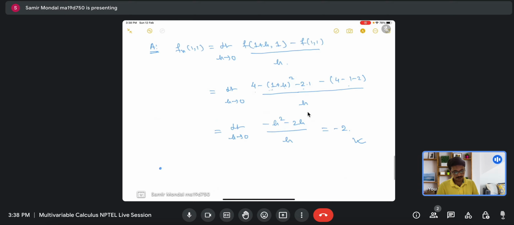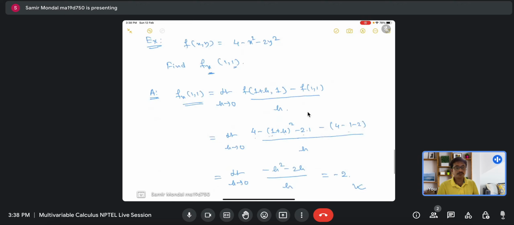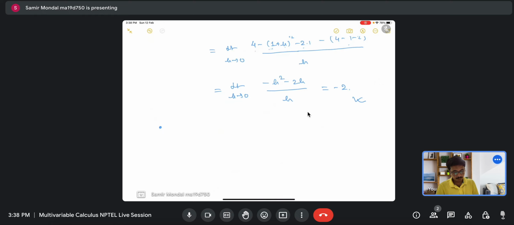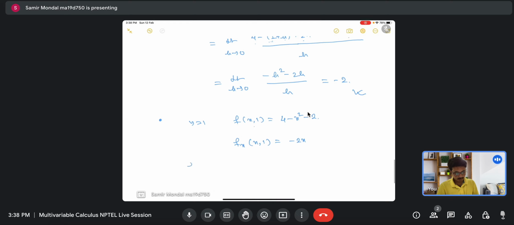Now we try to find this in a different approach. We have to find the partial derivative with respect to x, so we plug in one variable, putting y equal to 1 in the function. What we will get is 4 minus x square minus 2. Now take the derivative with respect to x. We get minus 2x, put in the value x equal to 1, so this is minus 2. Okay, it's fine. This is the other approach.